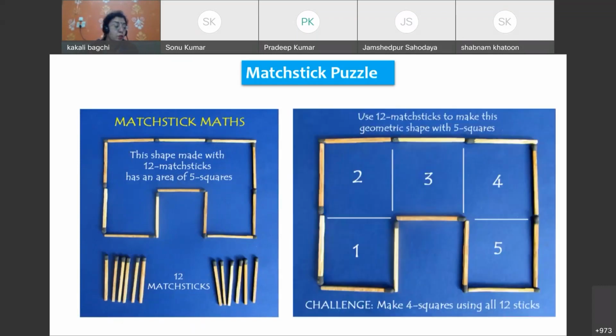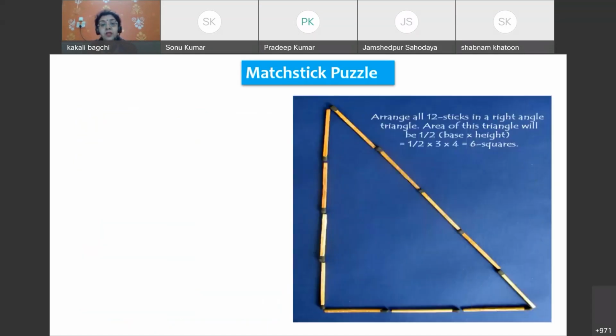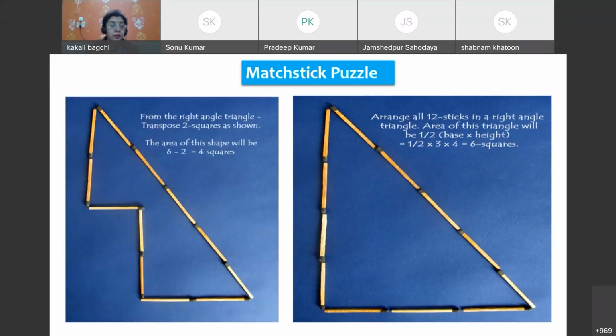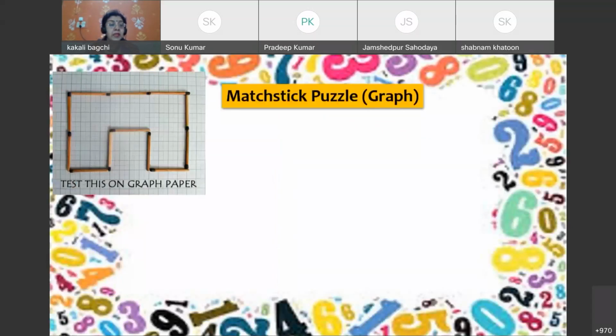Ask the students to bring 12 mastics. Each mastic is equal to 1 unit. Say they make a figure whose area is 5 square units. Now with the same 12 mastics, make another figure whose area is 6 square units. They have made it. Now with the same 12 mastics, make another figure whose area is 4 square units. A little difficult, but they will make it. Now ask them how many mastics are used.